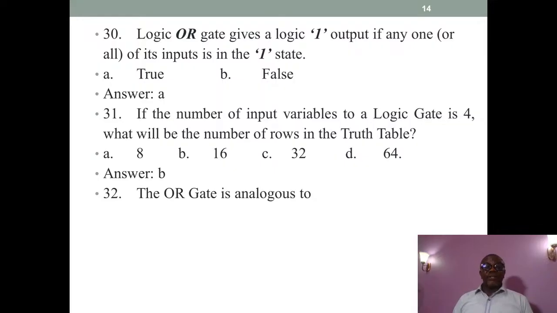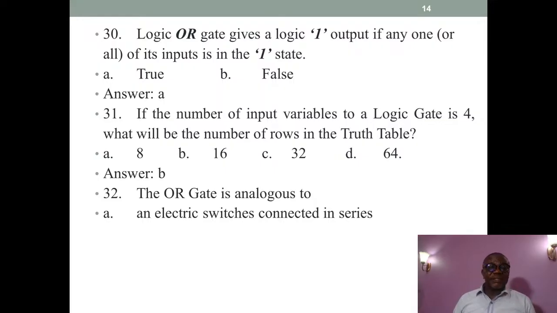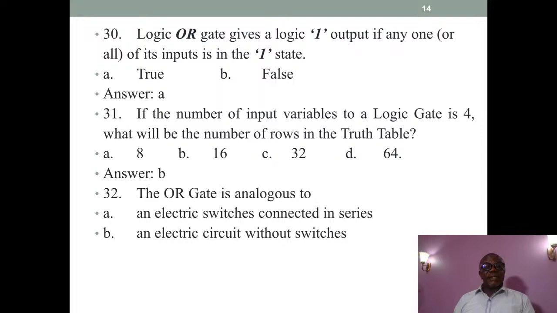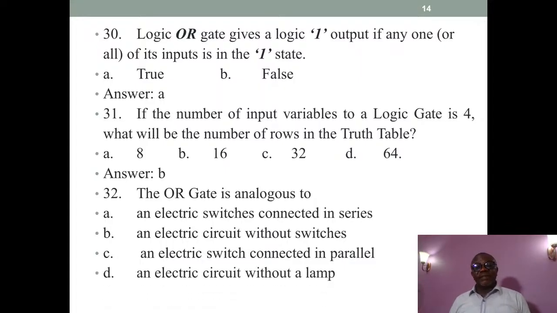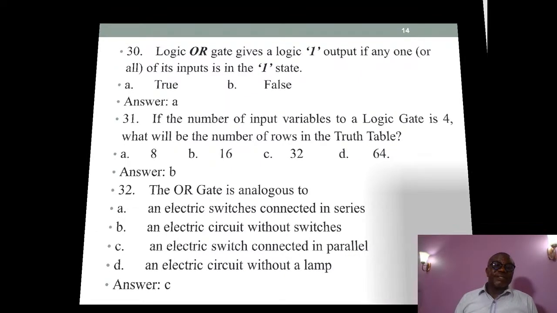You say the OR gate is analogous to electric switches connected in series. Of course, no. We just talked earlier that it is equivalent to an electric circuit connected in parallel. So an electric circuit without switches, of course, not true. Electric switches connected in parallel, that is true. And an electric circuit without a lamp. So our answer is C.